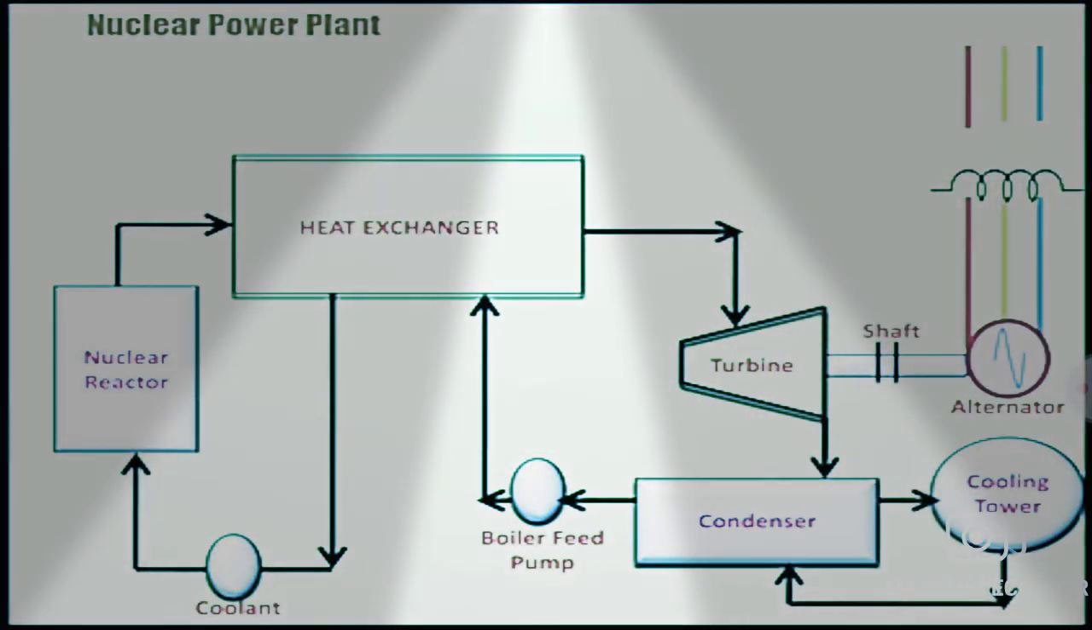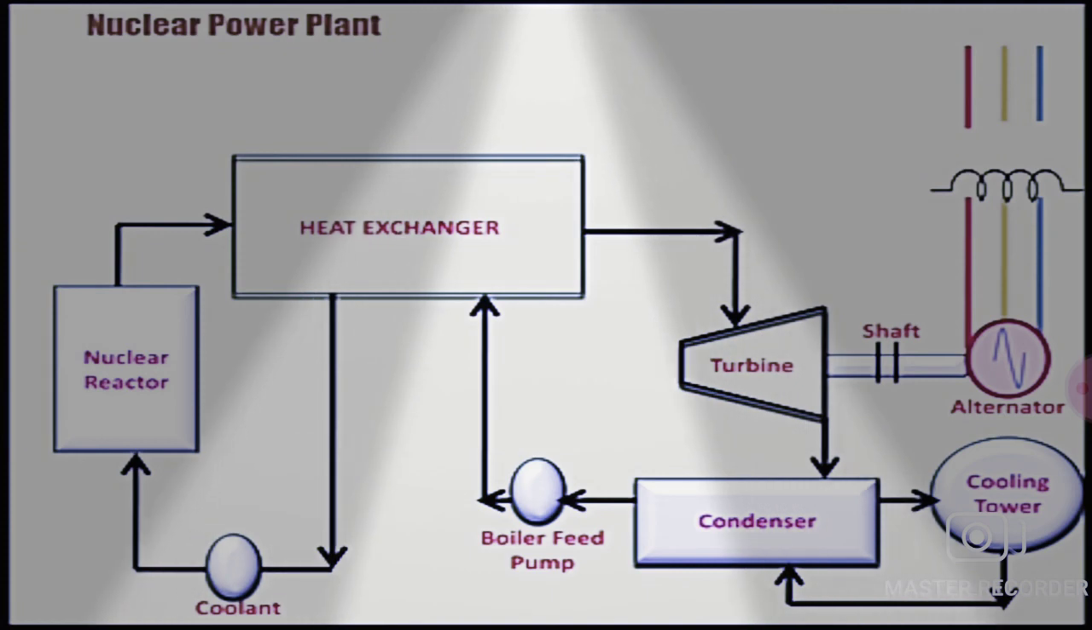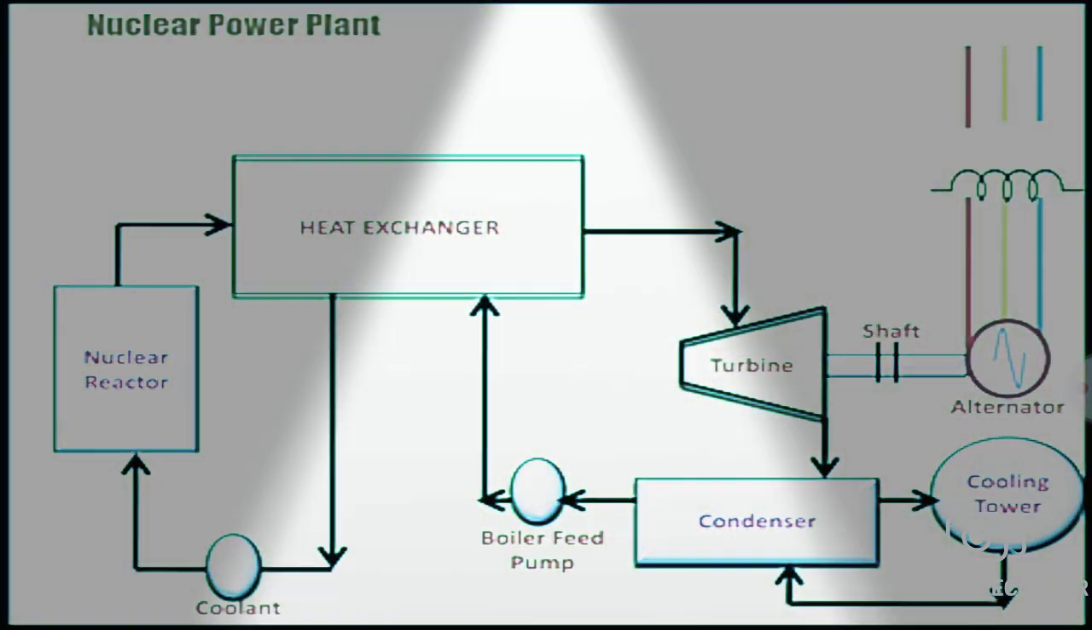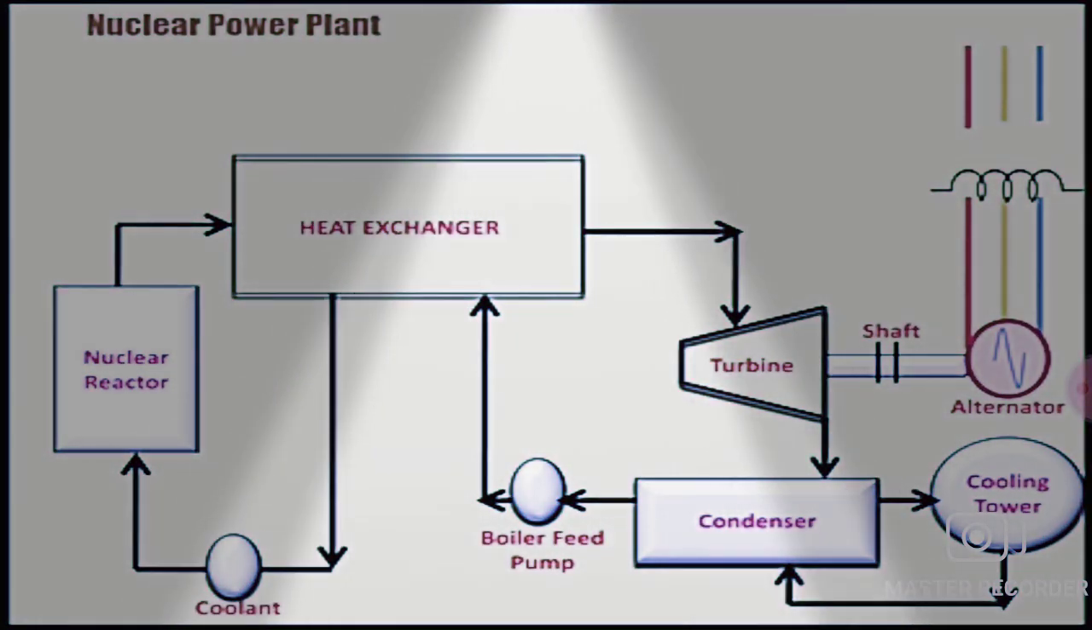Now let us see the turbine. What is this steam turbine? The steam produced in the heat exchanger is sent to the steam turbine. The steam undergoes expansion in the steam turbine and produces useful work. This mechanical energy is now available at the output shaft of the steam turbine, which is coupled to the generator.